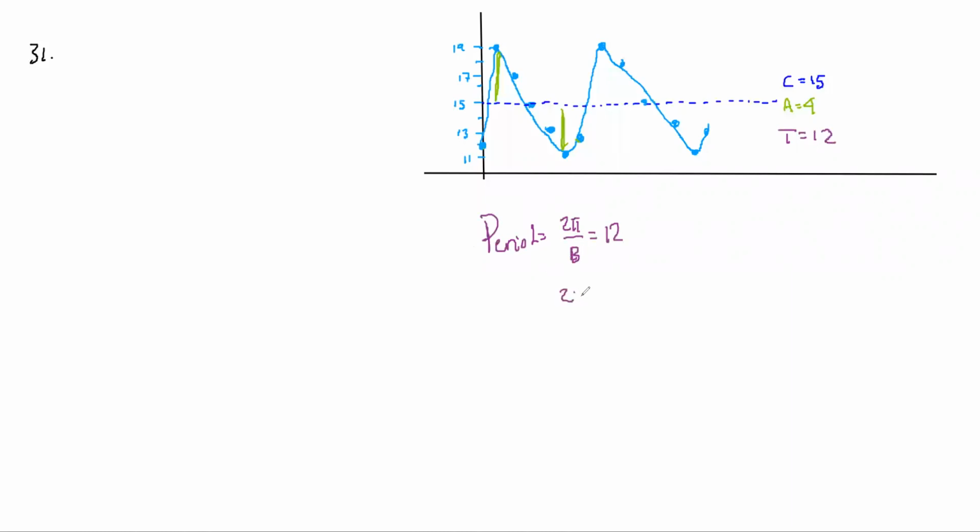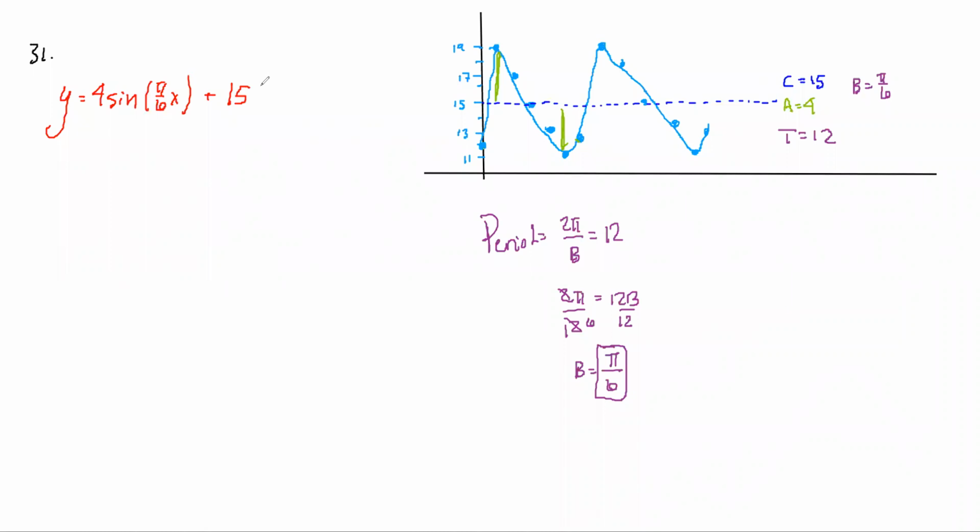2 pi is equal to 12b, divided by 12. b is equal to 2 pi divided by 12. I can get rid of that 2 and put a 6 for the 12. So I'll end up with pi over 6. That's my b. So my equation would be y is equal to 4 sine pi over 6x plus 15.